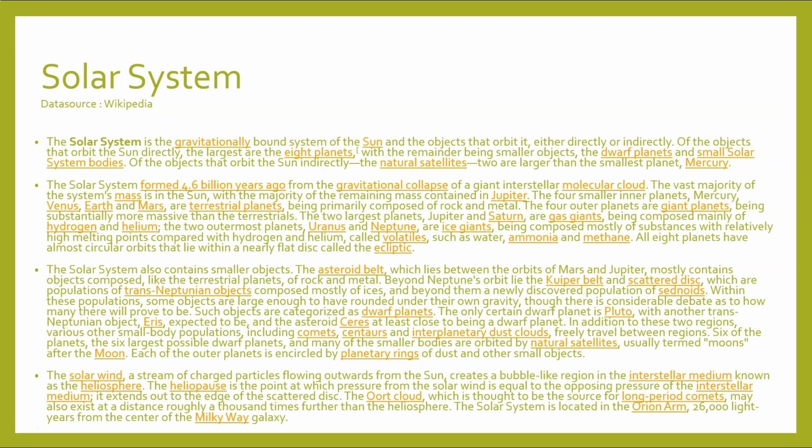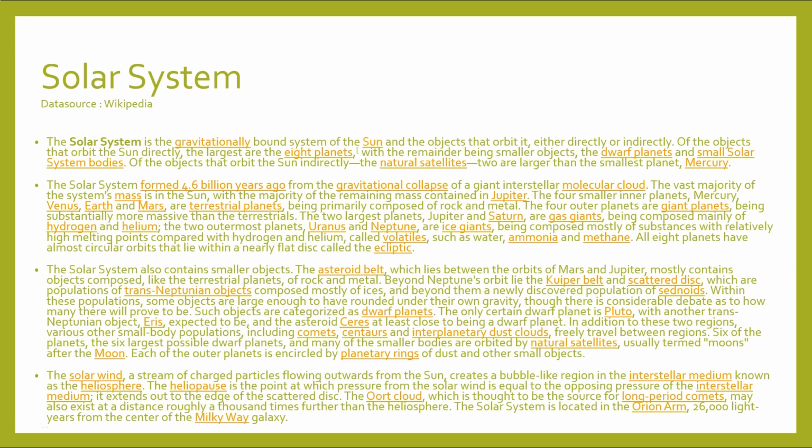The vast majority of the solar system's mass is in the Sun, with the majority of the remaining mass contained in Jupiter. The 4 small inner planets, Mercury, Venus, Earth, and Mars, are terrestrial planets, being primarily composed of rock and metal. The 4 outer planets are giant planets, being substantially more massive than the terrestrials. The 2 largest planets, Jupiter and Saturn, are gas giants, composed mainly of hydrogen and helium. And the 2 outermost planets, Uranus and Neptune, are ice giants, being composed mostly of substances with relatively high melting points compared with hydrogen and helium, called volatiles, such as water, ammonia, and methane.